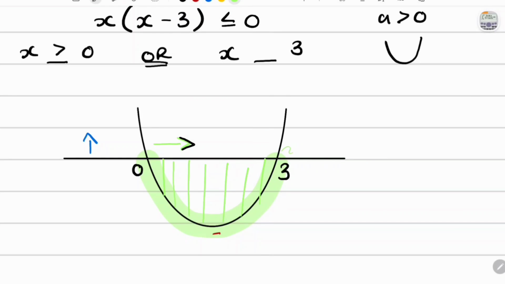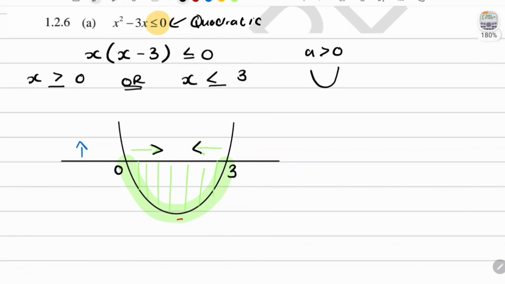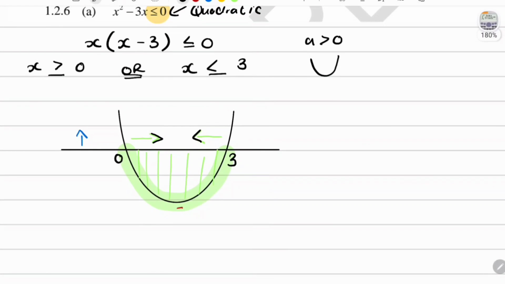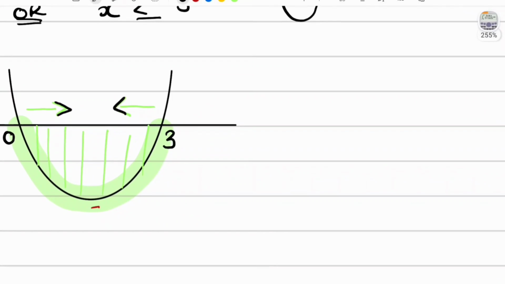These are values that are going to the left-hand side of the 3. And values to the left-hand side of the 3 are values that are less than 3. So it means that x is less than, again, the arrow helps you, the inequality, less than or equal to 3.